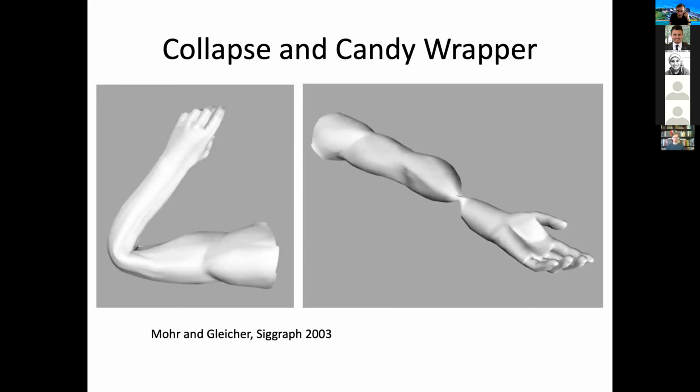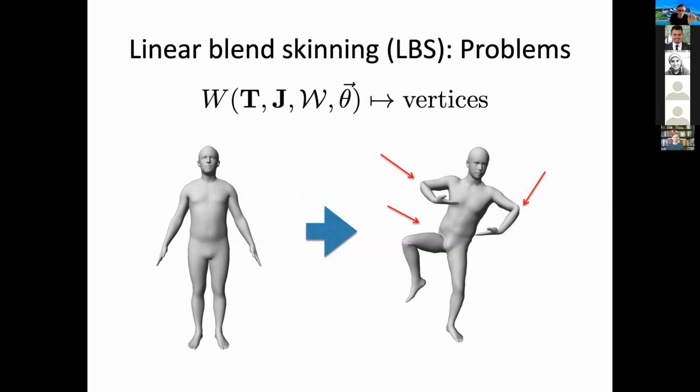Now, linear blend skinning is really simple, but it has some well-known problems. It doesn't preserve volume, so it tends to collapse, like on the left-hand side. And on the right, if you rotate things, sometimes bad things happen, and it's called the candy wrapper effect. So it has a bunch of problems.